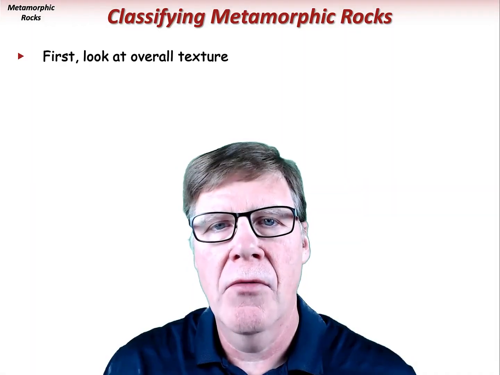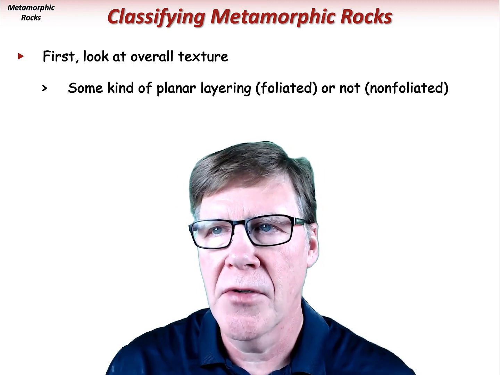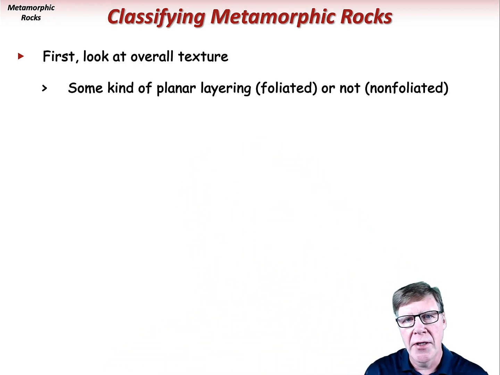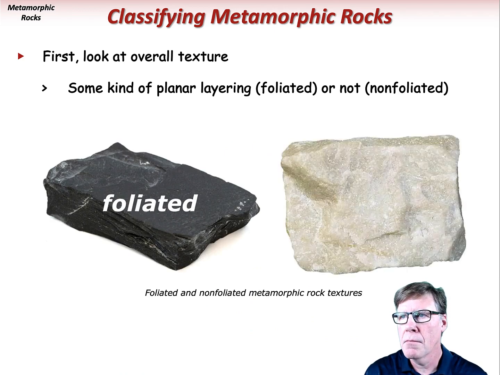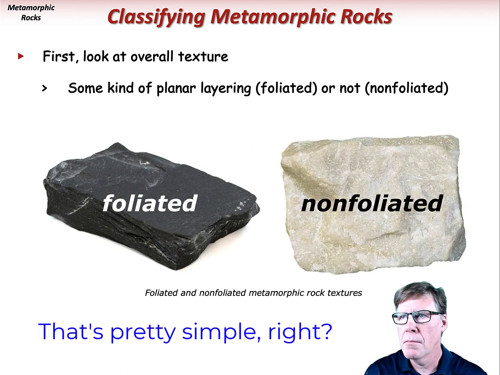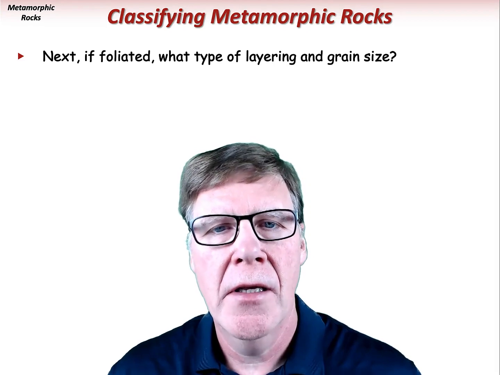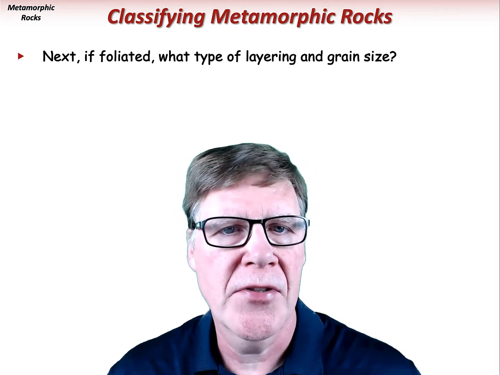First, we look at the overall texture of the rock. The rock has a foliated texture if there's some kind of planar layering. If not, it is nonfoliated. If the rock is foliated, we next look at the specific type of layering and the size of the crystals in the rock.